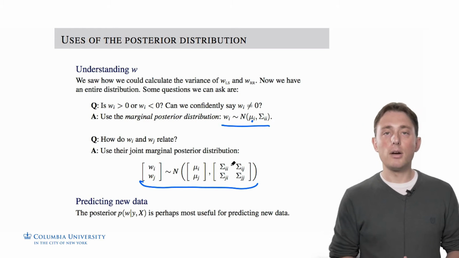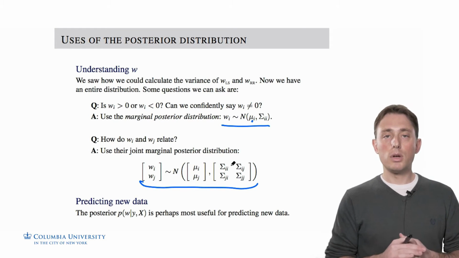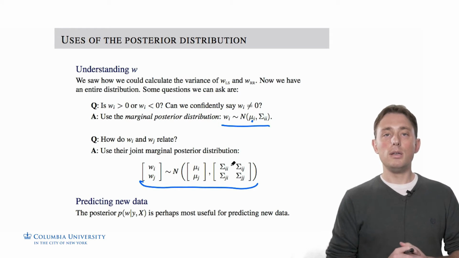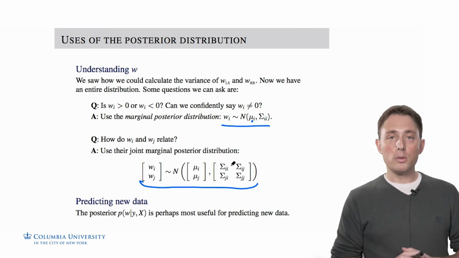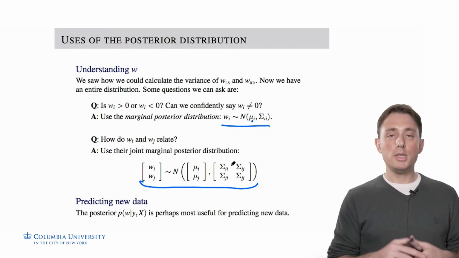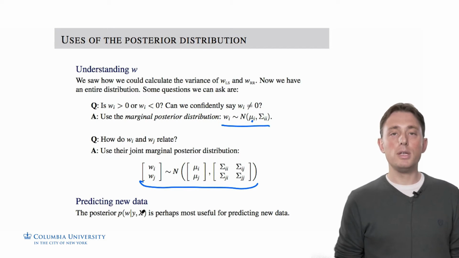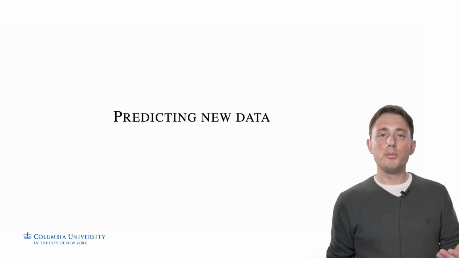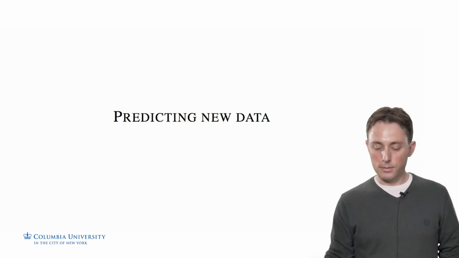So these are things that we can calculate in order to understand what values we think the regression coefficient vector W will take and how they relate to the covariates X. But also important, and perhaps more important, which I want to discuss next, is the procedure of predicting new data given the old data. We can use the posterior to help us make predictions for new data. So let's look at how we can make predictions for new data using Bayesian linear regression.